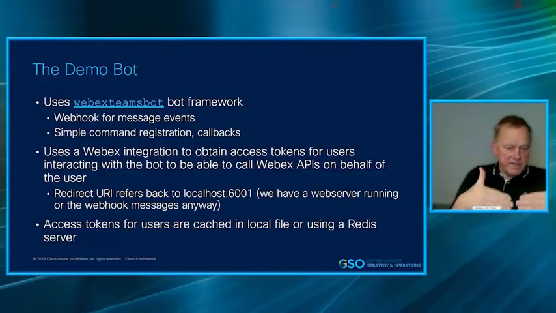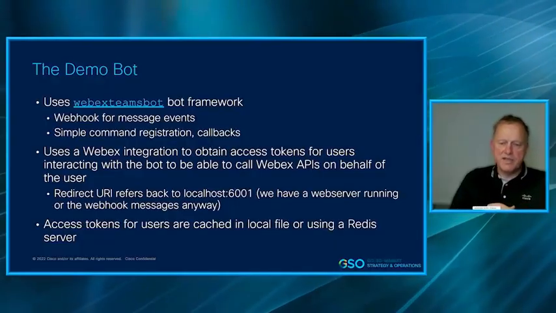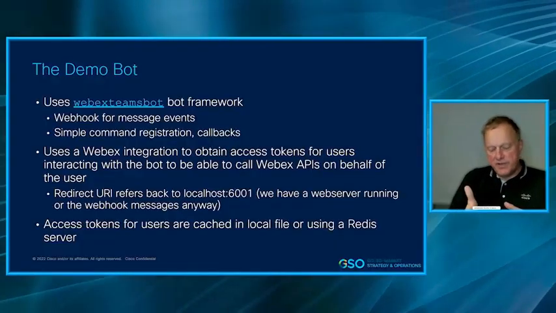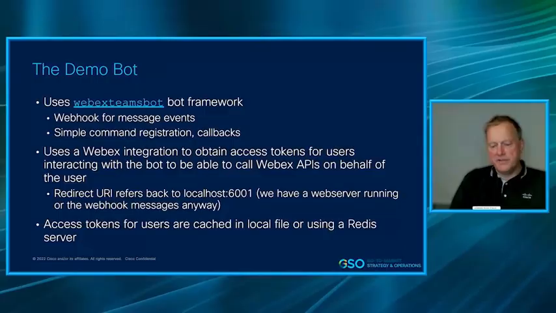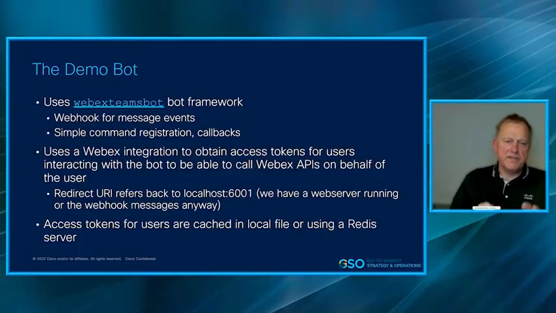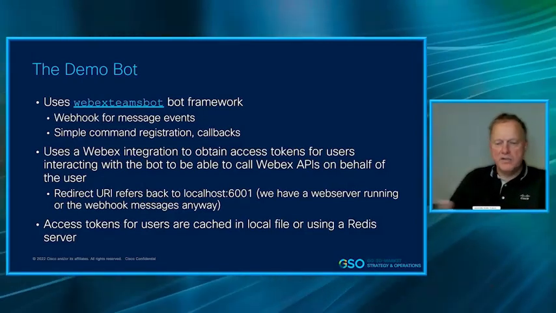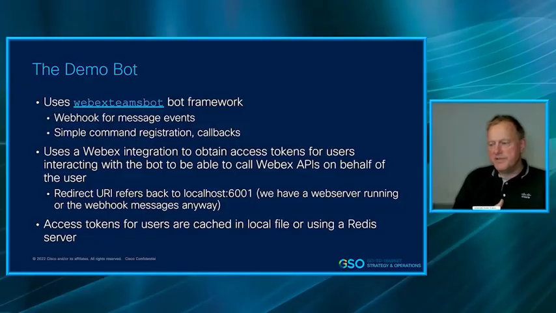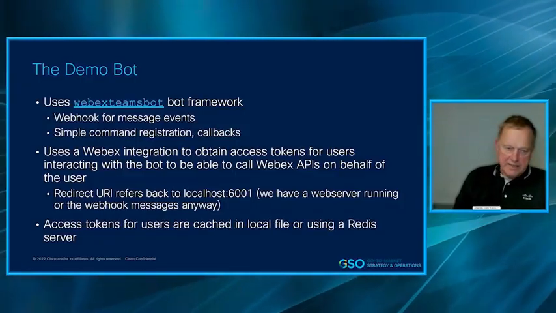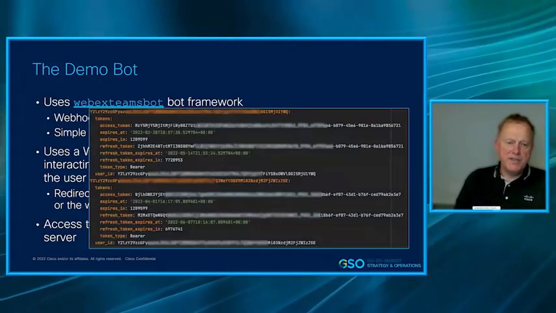And then we have to cache these access tokens somehow, establish a user context, so that if we restart the bot, the users don't have to re-authenticate. And the demo bot uses two methods. It either caches them in a local file or uses a Redis server, which is the more cloud-typical way to cache information.